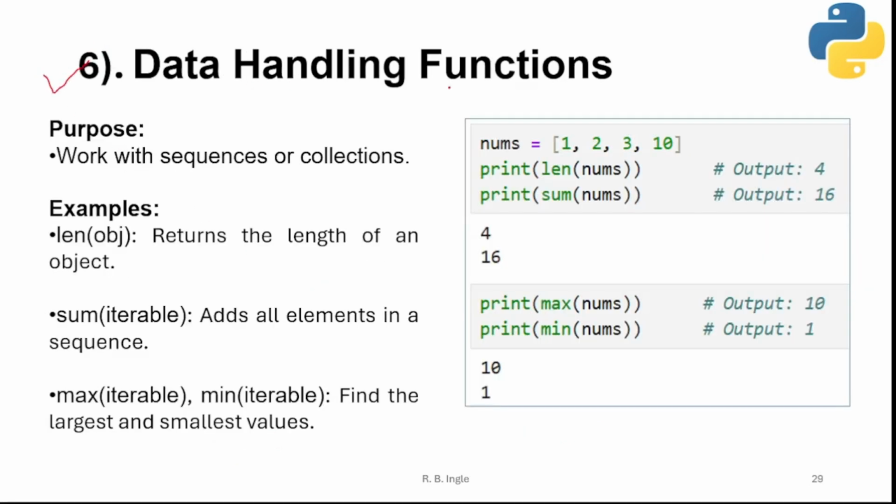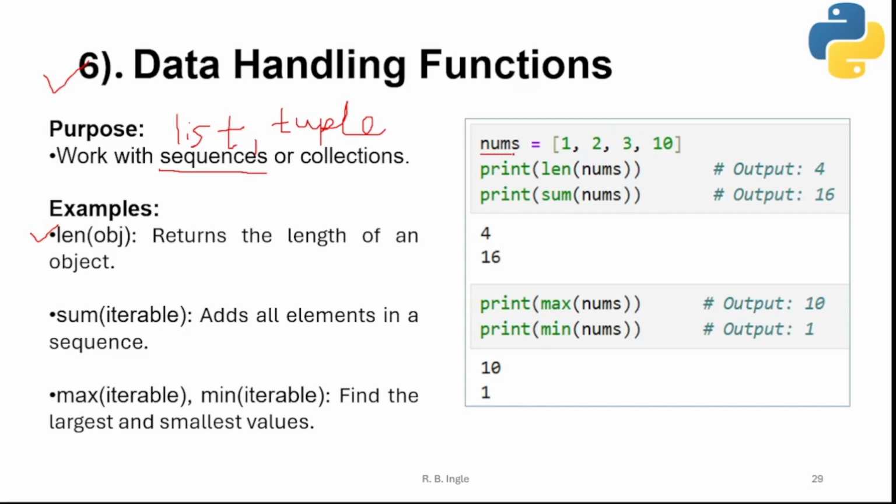Last one is the data handling functions. So data handling functions can be used with the data which are of sequence data type, like list, tuple, right? So we can use it with those data types. List and tuple are called the sequence data types because they can contain multiple values. So len is the function which we can use on sequence data types. Len tells you how many values are inside that data.